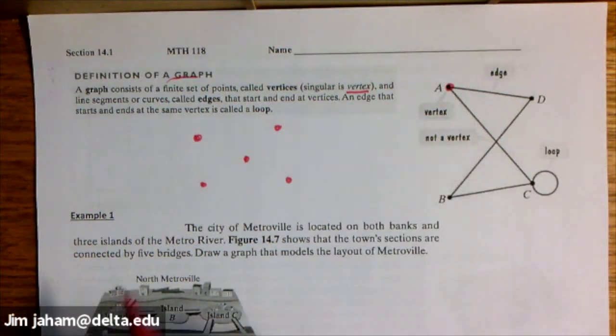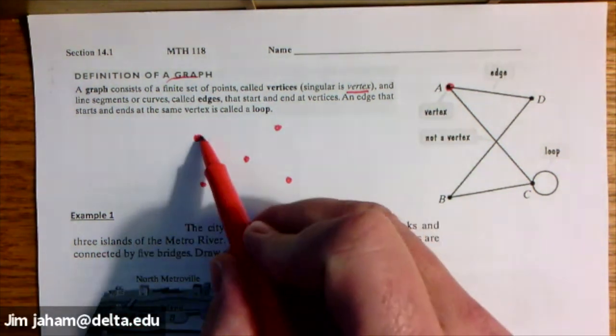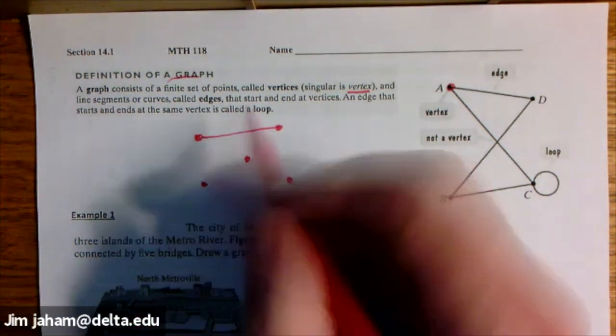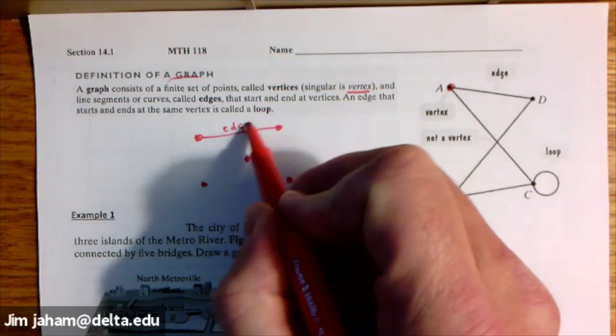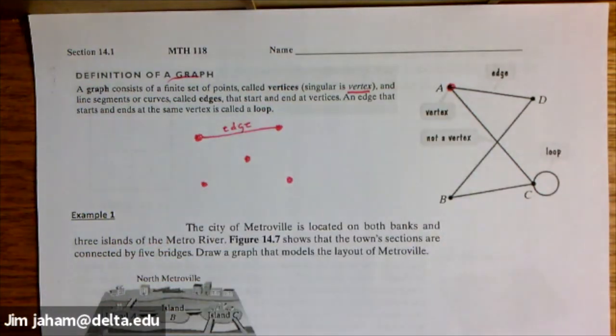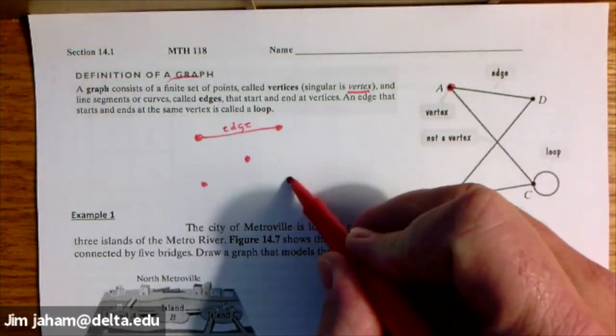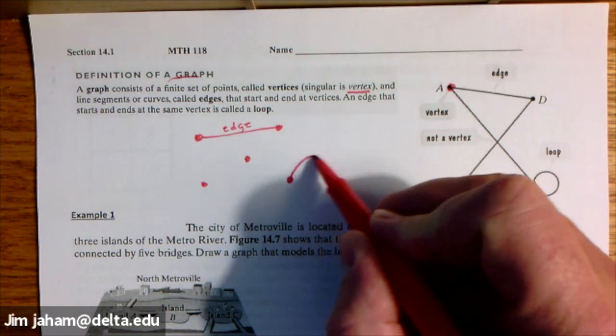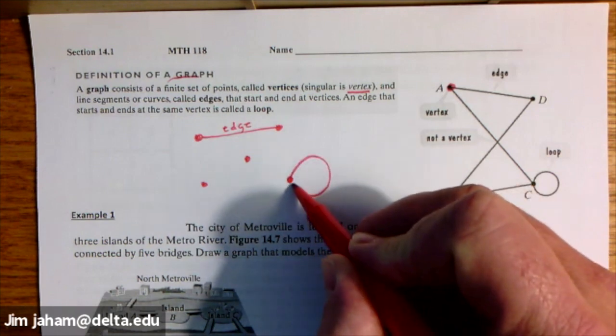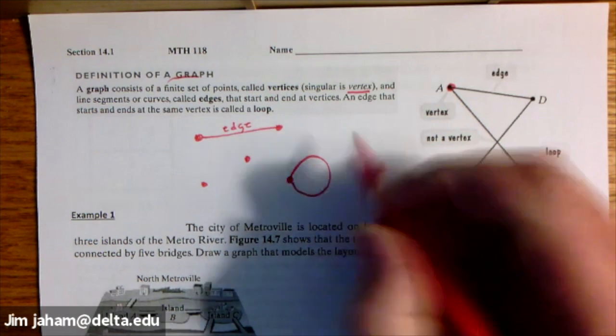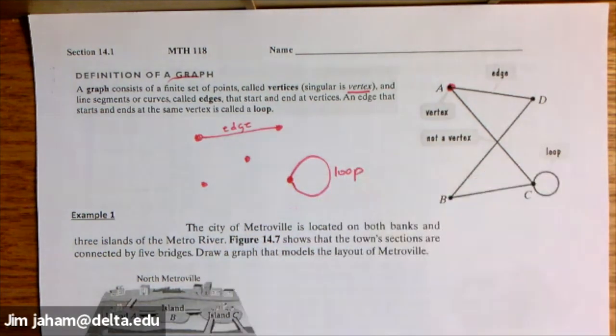And then the segments that connect the dots, those are called edges. So here's an edge. If you have an edge that starts at 1 vertex, goes somewhere, and comes back and ends at the same vertex, we call that a loop. And it looks like a loop. So edges and vertices make up our graphs.